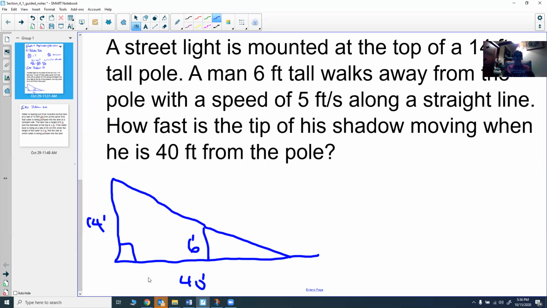The first thing I'm going to look at is the fact that this is actually changing. Since he's walking away, the distance from here to here is changing. So we can talk about what that distance is. Let's give it a name. We'll call it x. So x is the distance from the pole, and it's changing, so I can't call it a number because it's changing.